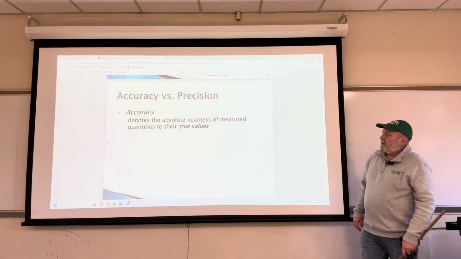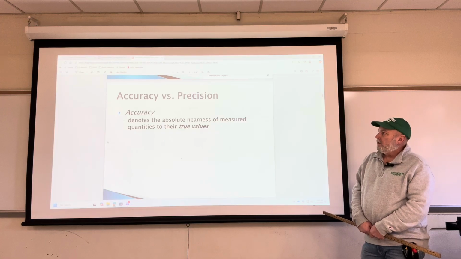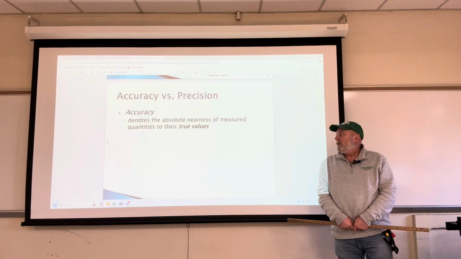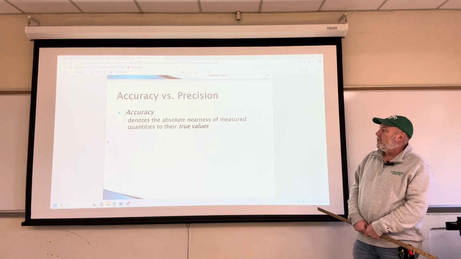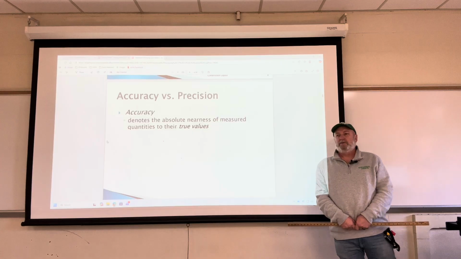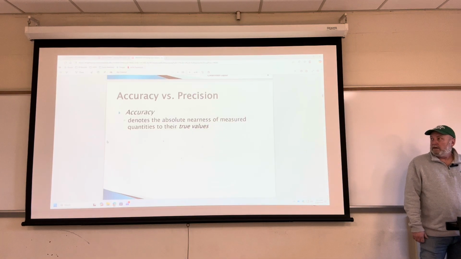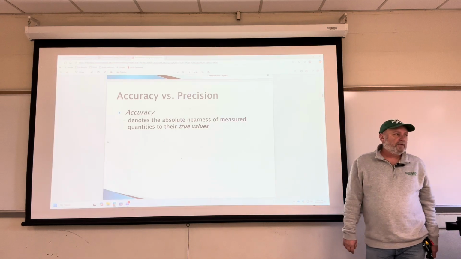Accuracy versus precision. We always aim for accuracy. We always try to be precise. Accuracy denotes the absolute nearness of a measured quantity to its true value. So say you're target shooting: how close are you to the actual bullseye?